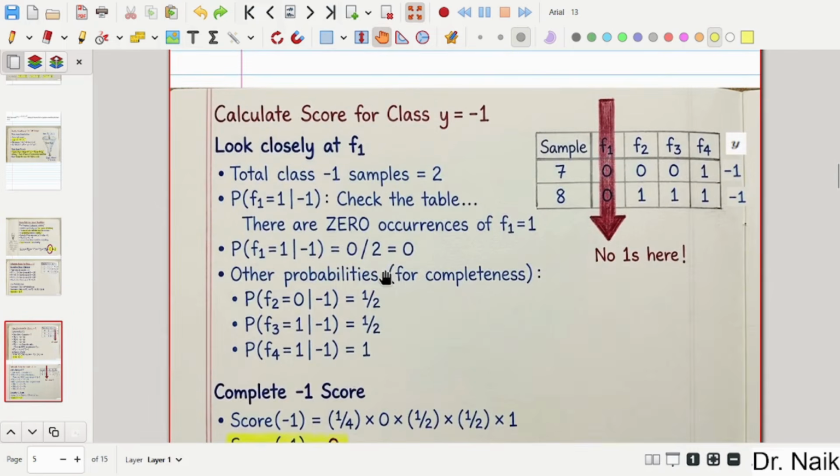Now calculate the score for class y equal to minus 1. The total class minus 1 samples are 2. In our original data, the number of samples that belong to class minus 1 is 2.